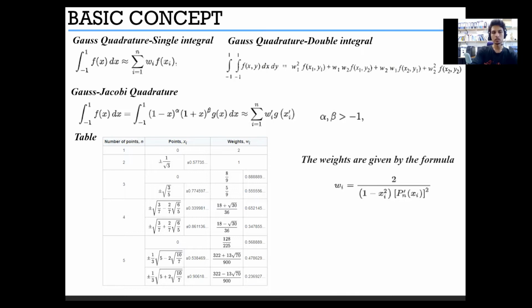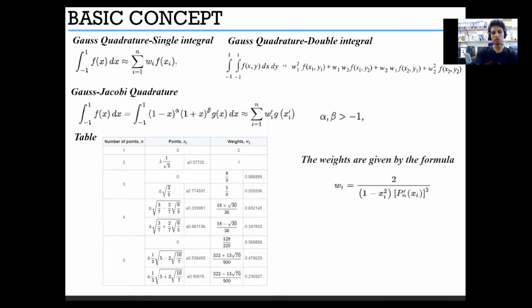And however, here I'm talking about the weights. Here is the equation of the weights. We may discuss it later, but we will discuss the basic concepts briefly, and we will try to know how we can apply it.